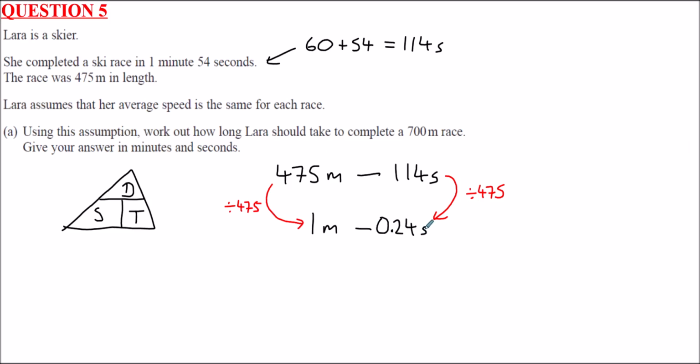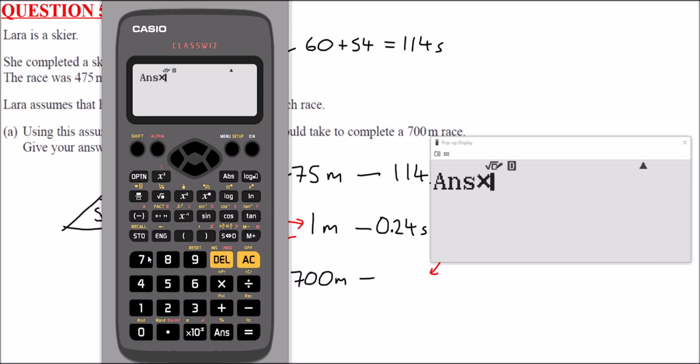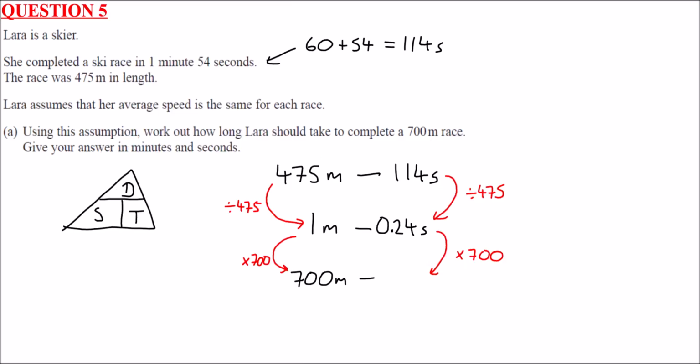Skiers can go pretty fast. Now we've got this, we can build up to 700 meters. So to go from 1 meter to 700, we multiply by 700. So therefore we do the same to the time. So 0.24 times 700. So if we do that, we get 168 seconds.